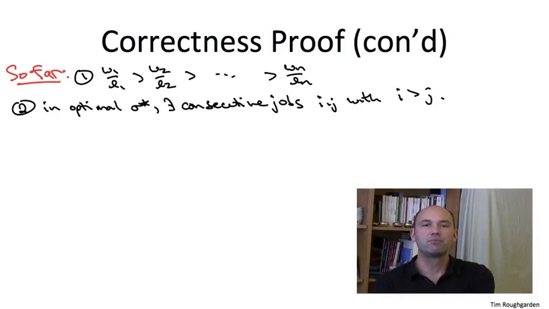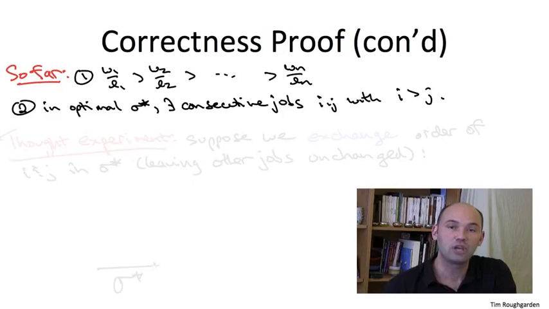Keep in mind our high-level proof plan from the first slide of this video. We're doing a proof by contradiction. We need to derive a contradiction, and what we're going to do is exhibit a schedule even better than sigma star, thereby contradicting its purported optimality. So how do we do that? We do that with an exchange.